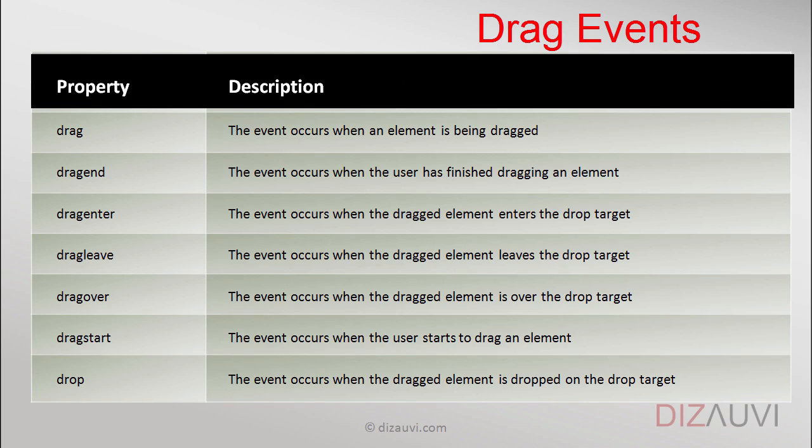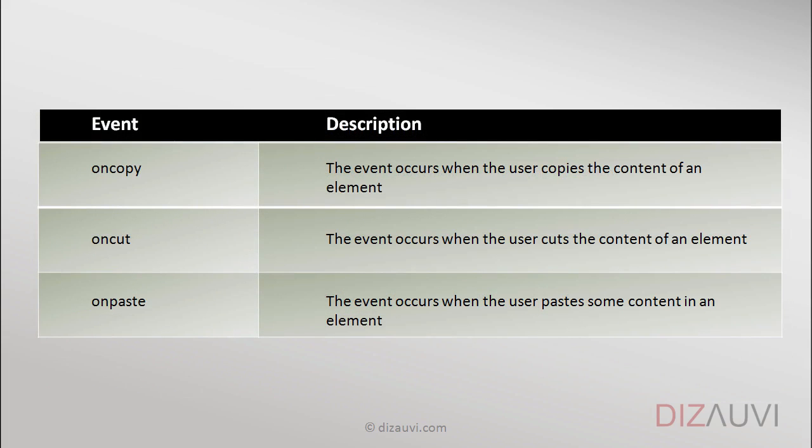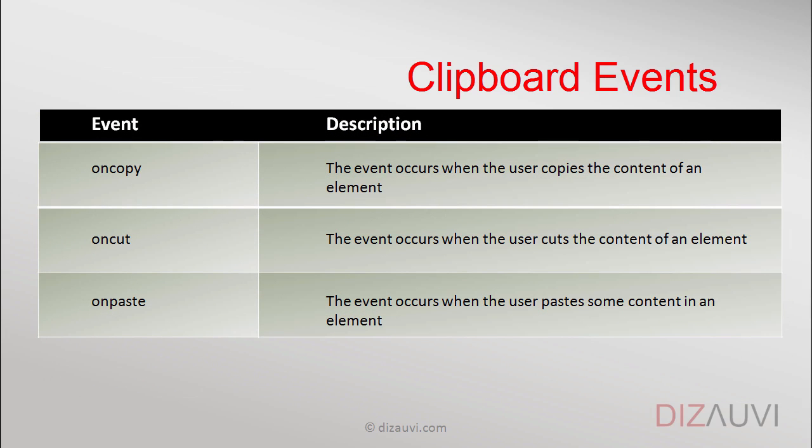Then there are other events like drag events, which get triggered when some object is dragged or dropped in an application. For example, if you want to drag an item and drop it into your shopping cart, that item should get added to your cart. We can implement that kind of functionality with such events. We have some clipboard events which get triggered when we copy, cut or paste items in an application.